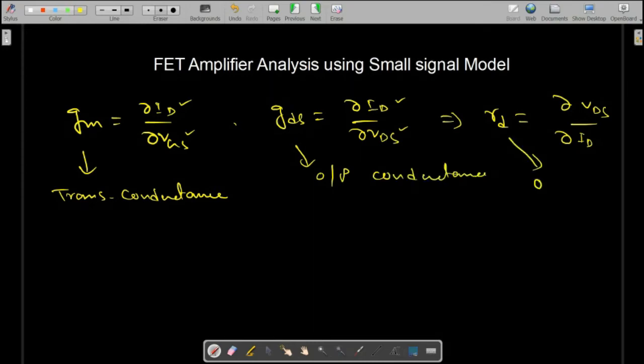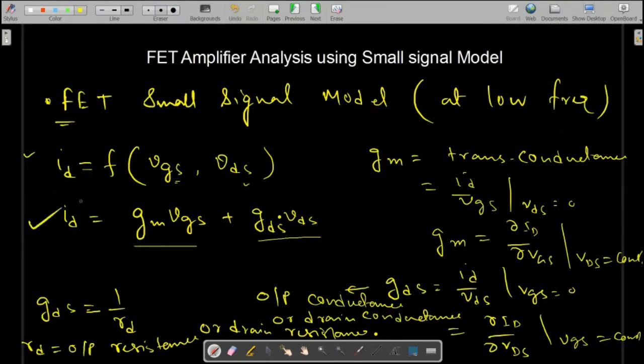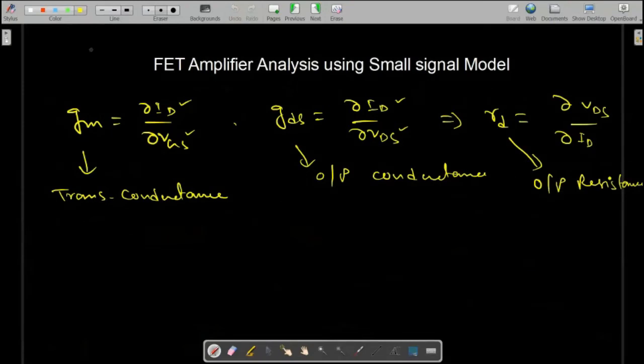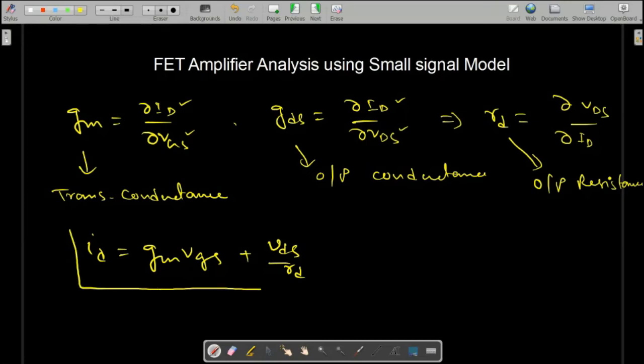And this one is called output resistance. Rewriting this equation, putting GDS equal to 1 by RD, we can write ID equal to GM VGS plus GDS into VDS. GDS means 1 by RD, that is VDS by RD. So both equations are correct, so you can use any one. This is the IV relationship in case of small signal model.